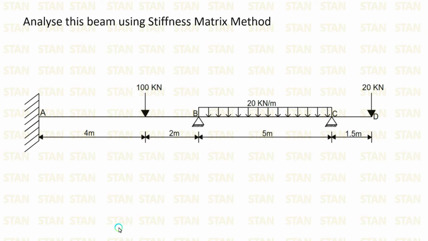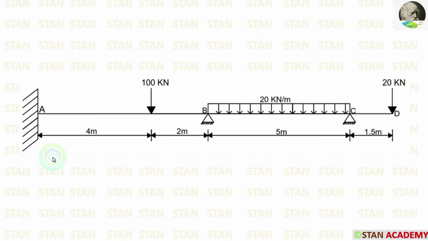Hello everyone, today we are going to analyze this beam using stiffness matrix method. Before analyzing, let us see the beam in detail. In this beam, we are having two spans AB and BC. Also we are having an overhanging span CD.